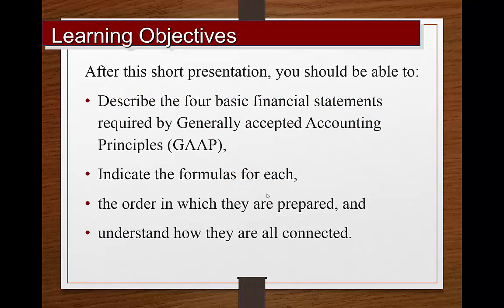After this short presentation, you should be able to describe the four basic financial statements required by generally accepted accounting principles, indicate the formulas for each, the order in which they're prepared, and understand how they're all connected.